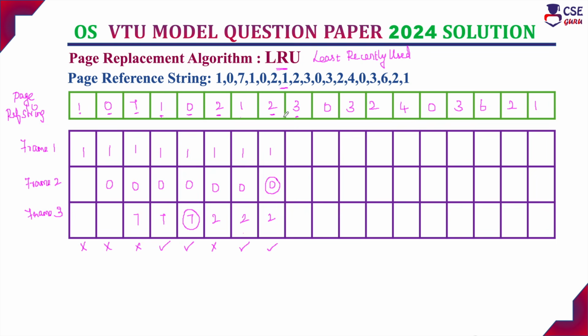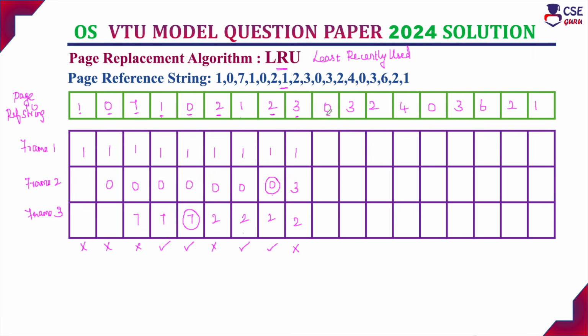You need to consider the past from the reference string. Okay, 2 is recently used, the next recently used is 1, and the least recently used is 0. Likewise, you need to consider. So now the victim page is 0, replace it with 3. Okay, and this is a page fault.